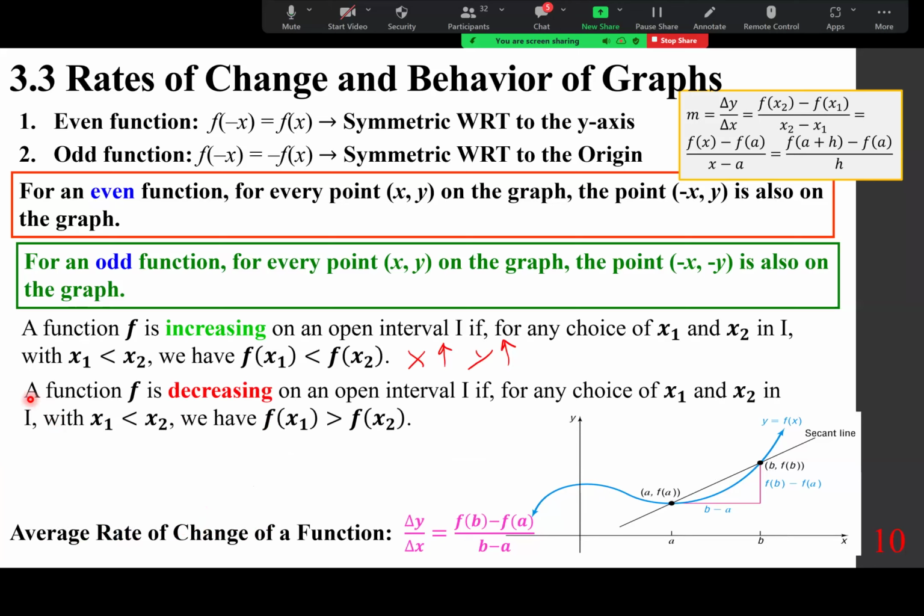And how about this one? A function f is decreasing on an open interval I if for any choice of x1 and x2 in I with x1 less than x2, we have f of x1 greater than f of x2. Perfect. What it means is this, class. When x gets larger, y gets smaller.